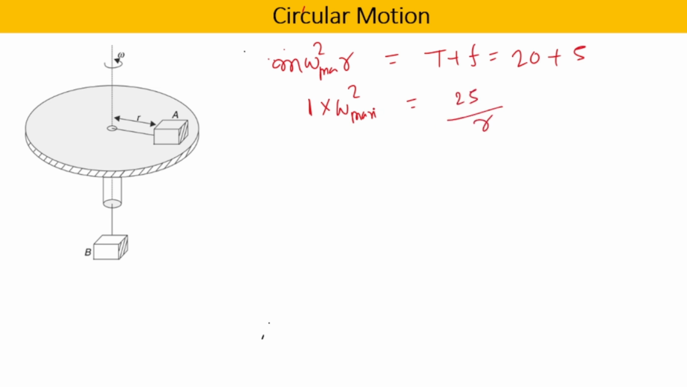25/r, right? And if you calculate the square of omega minimum, what will you do? T minus f by r, sorry, this is also a square, so this will be how much? 20 minus 5 by r, so this is 15 by r.